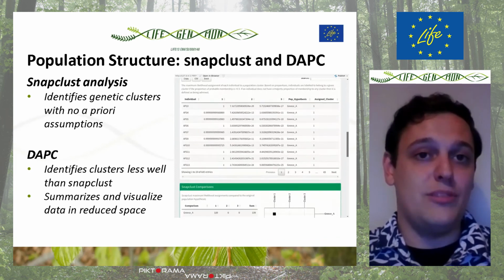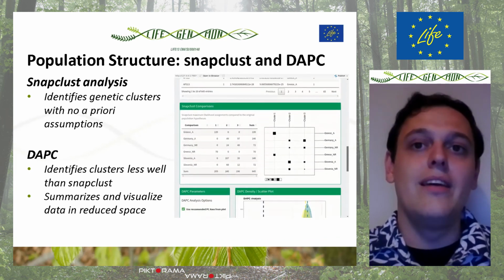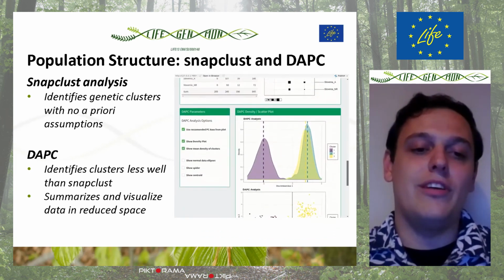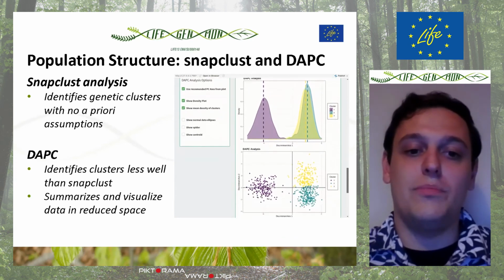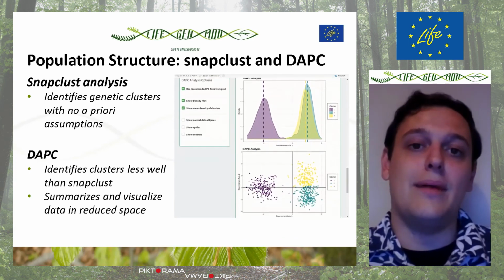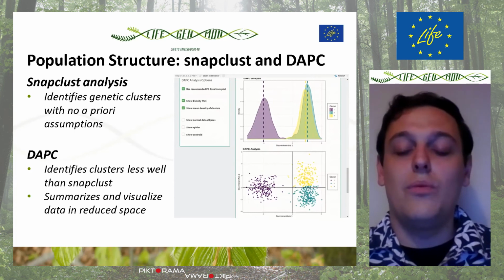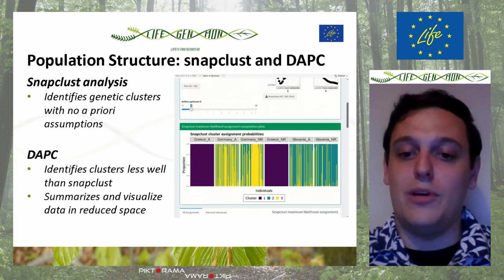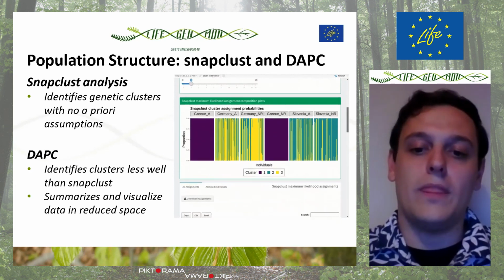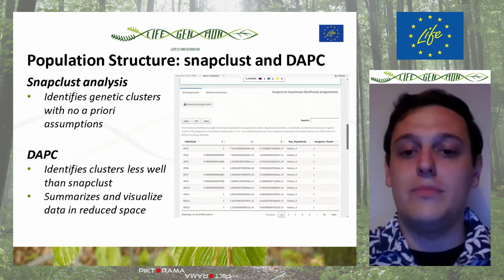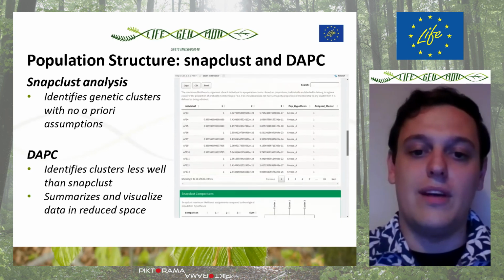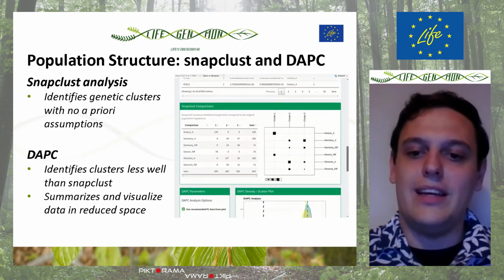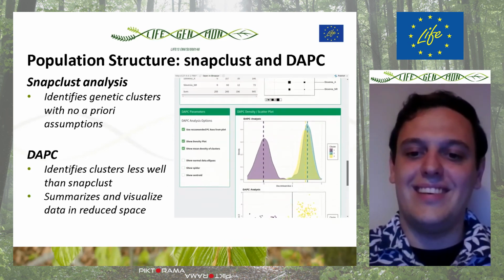Discriminant analysis of principal components, or DAPC, is similarly an R-based method of identifying population clusters, but it does not perform as well as Snapclust or STRUCTURE analysis. What it is very good at is visualizing your Snapclust assignments of populations in a reduced dimensional space, as you can see in the GIF on the right. I'll let it go forward to it again, as you can see here.